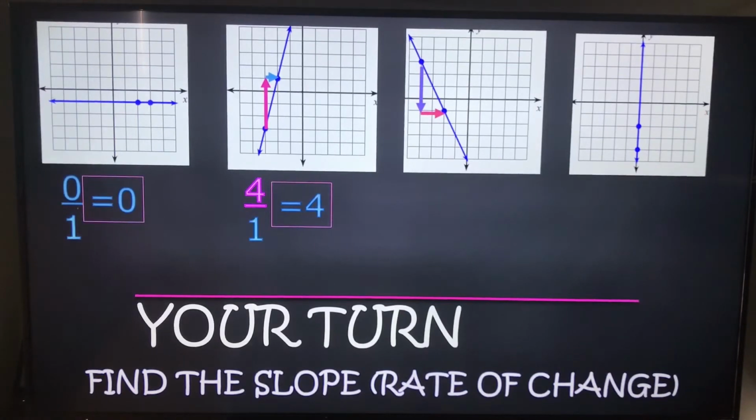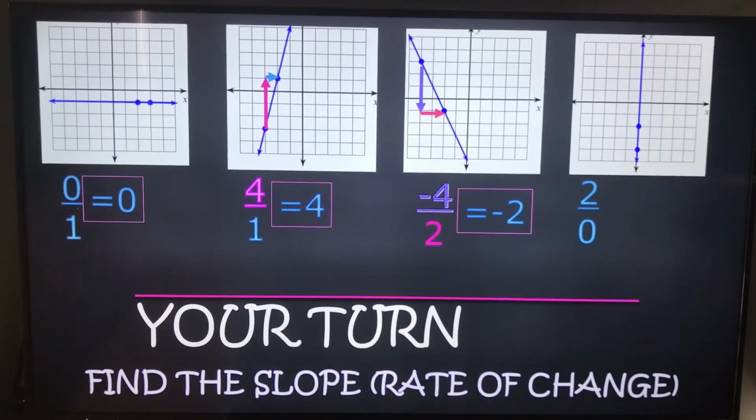Let's go look at number 3. So I went down 4 and over 2. Therefore, it is a negative 2. This might be hard to see, but your blue line is on your y-axis. It's going up and down. So here, I rose 2, but I didn't run anywhere.